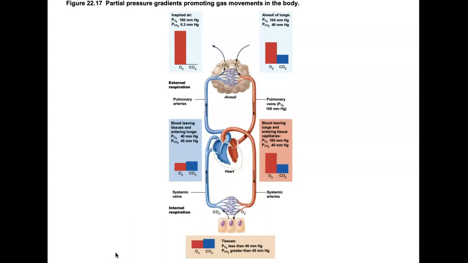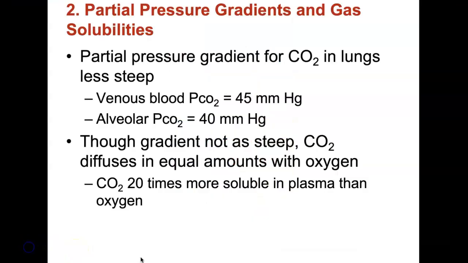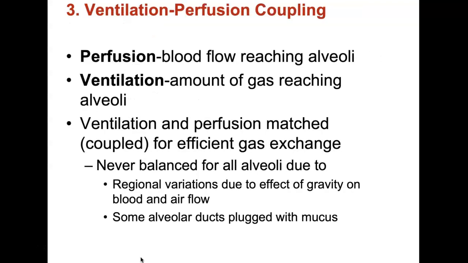And why is that? Well, remember, the reason is that carbon dioxide is 20 times more soluble in plasma and in alveolar fluid than oxygen. So now what we need to do is move over to the last factor influencing external respiration. We're going to look at ventilation-perfusion coupling.